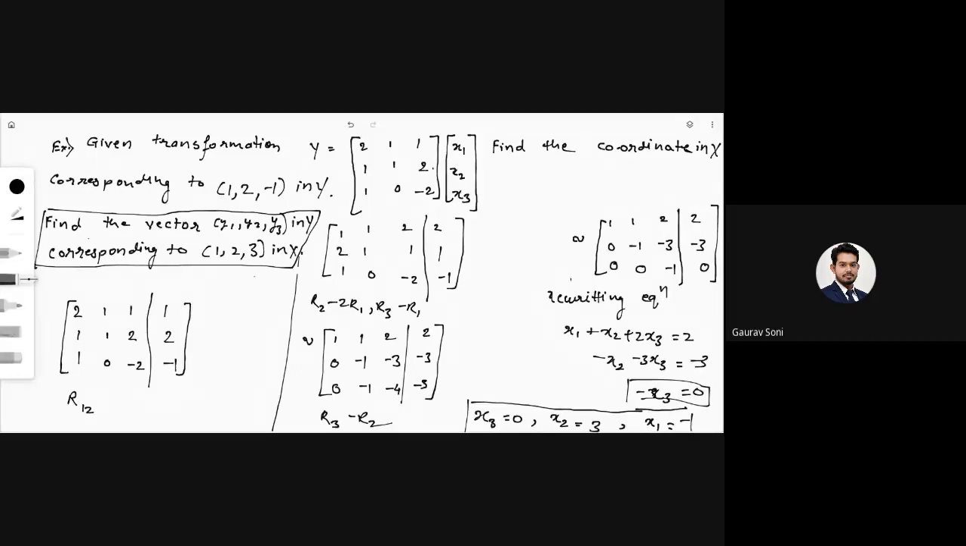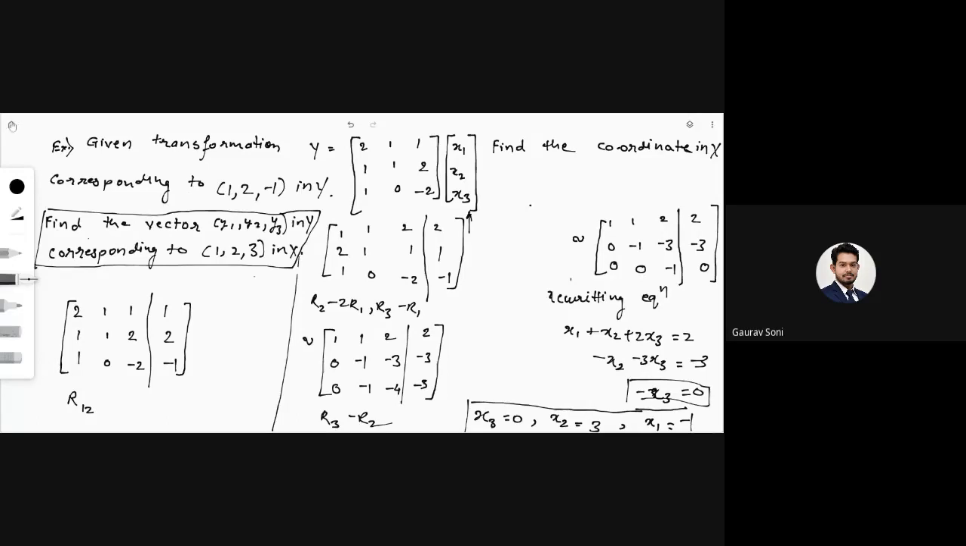So if I want to go forward, I mean if I want to find y, then simply put the x and multiply it. If the reverse is asked, I mean y1, y2, y3 are given and x1, x2, x3 are asked, then we will have to solve the system. That is the complete idea.